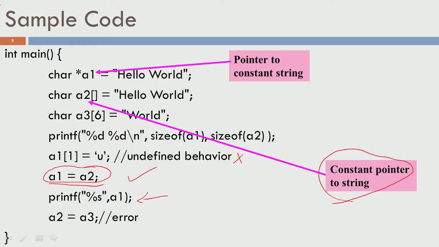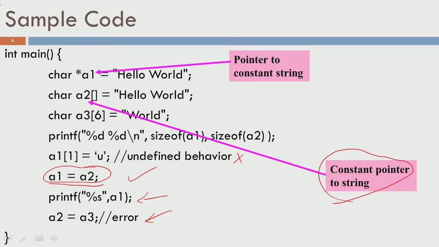So, if you take this program and type it up, your compiler will come and tell you that there is an error in this line. So, again I will reiterate this. A1 is a pointer to a constant string. You can make A1 point to something else, but you cannot change the contents of A1. A2 is a constant pointer to a string. You can change the contents of A2, but you cannot make A2 point to anything else.